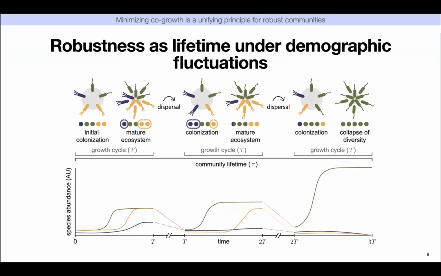I also want you to note that we're considering things on two different timescales. Co-growth we're considering within the timescale of 1 growth cycle. But this robustness we're considering over a longer timescale of how many of these cycles until we have this collapse of diversity.